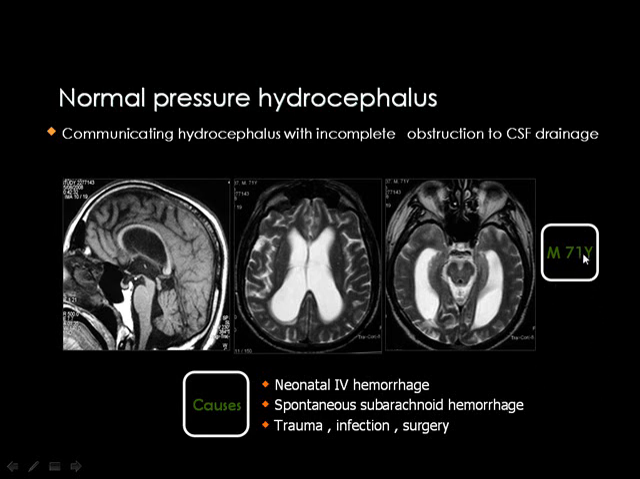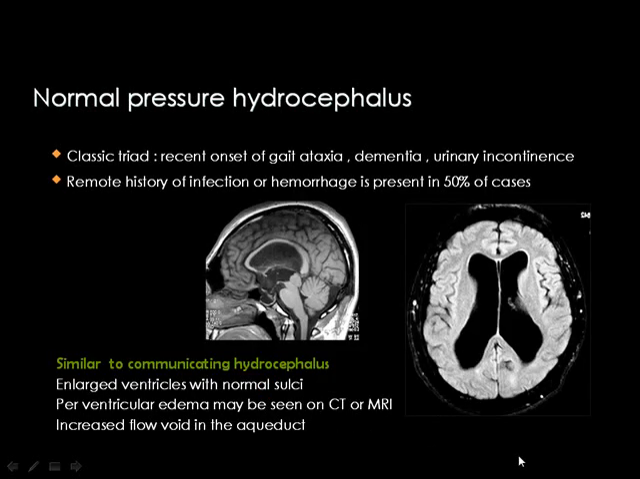This male patient, 71 years old, you can see that the ventricles are dilated, the cortical sulci are normal, and he is suspected to have normal pressure hydrocephalus. This is the clinical triad of patients with normal pressure hydrocephalus: recent onset of gait disturbance, dementia, and urinary incontinence. And in many of these cases, up to 50%, there is a remote history in early life of infection or hemorrhage. Then if you look at this MRI FLAIR image, you can see that the ventricles are dilated and the cortical sulci are normal.